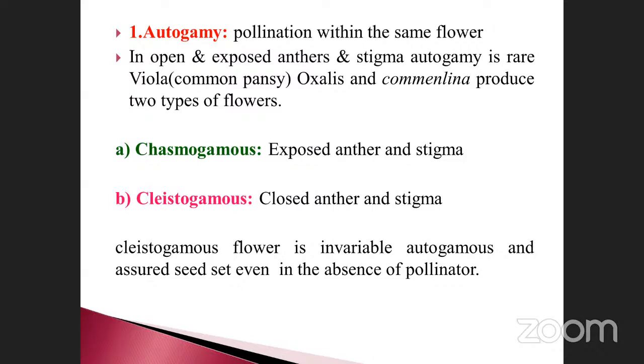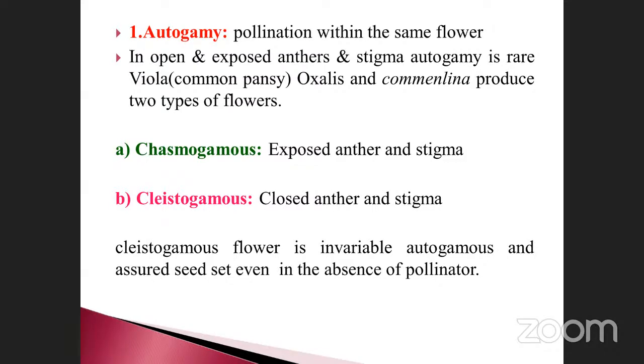Cleistogamous means closed anther and stigma, so what happens? Self-pollination will be possible. Exposed anther and stigma means what happens? Cross-pollination is mostly possible. See, a cleistogamous flower is invariably autogamous and assures seed set even in the absence of pollinator. Without a pollinator, it can produce its seeds like that.